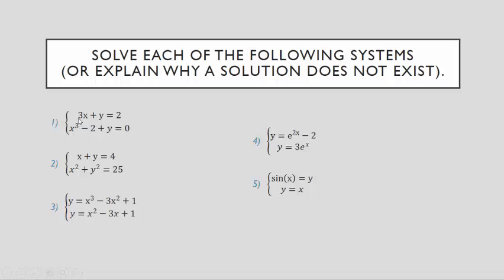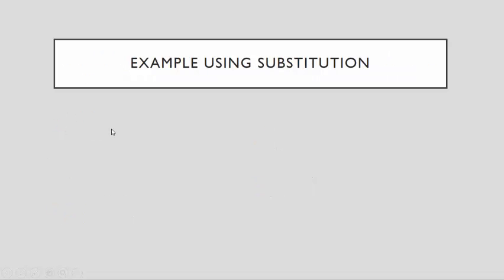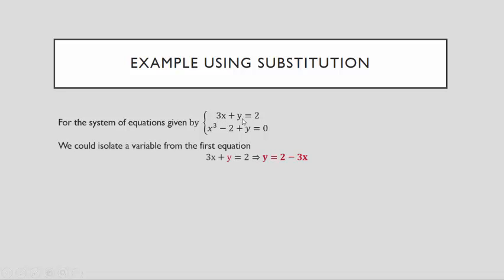You'll notice you have a line as well as a cubic function. I'm going to discuss this using substitution. Because I have a line, I noticed that it would be very easy to isolate y here. So what we'll do is isolate y so that we get an expression y equals 2 minus 3x. Now that's completely equivalent to that first line. What we'll do then is substitute that into the second equation.